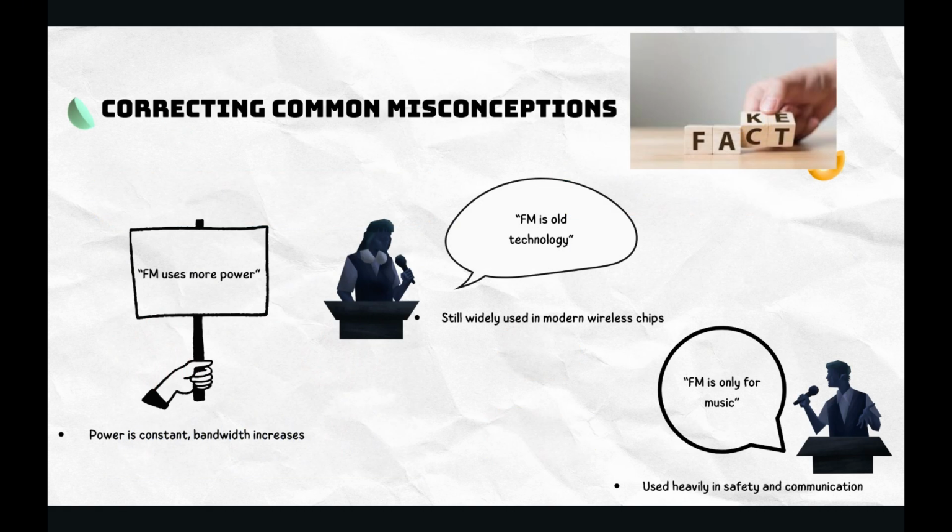There are also a few common misunderstandings. Many people think FM uses more power, or seems like an old technology, or even that FM is only for music, but in reality, the power stays constant while the bandwidth increases. It also remains important in modern chips and communication modules, which are used for safety communication and everyday wireless devices.